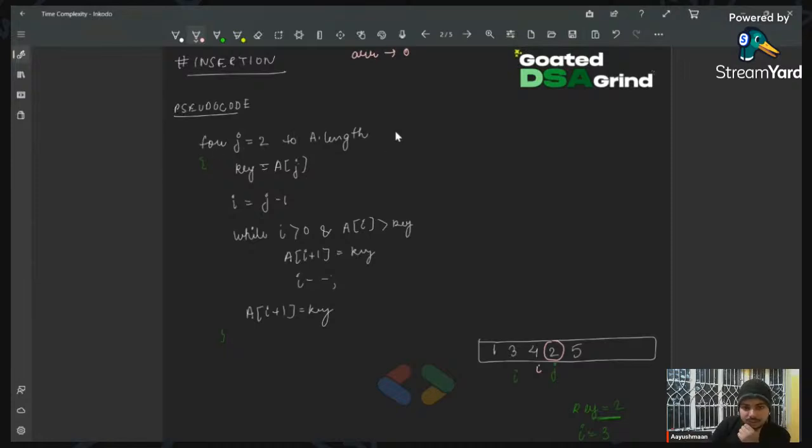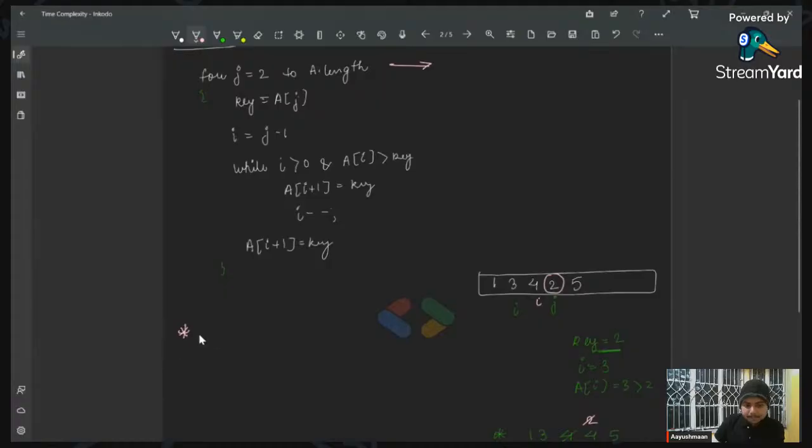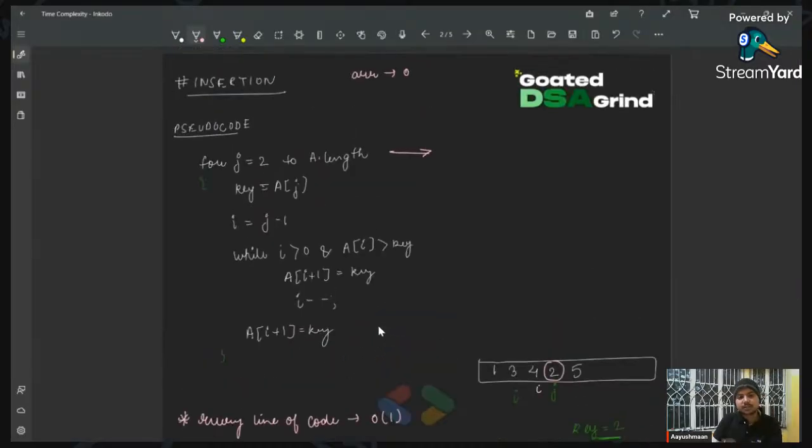in time complexity, we consider that every line of code takes order of one time. Okay, let me write it properly. Every line of code takes order of one time. Since every line of code is taking order one time, how many times will this line run? From j equals to 2 to the length of the array, right? So this will run starting with this till the ending. So n minus 1 times.